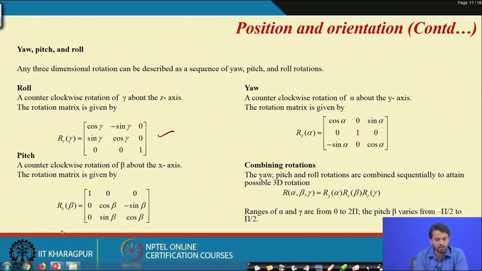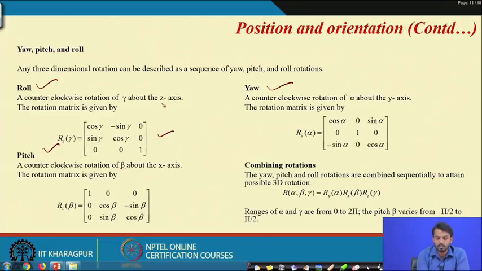Similarly, for the pitch rotation, a counterclockwise rotation of angle beta about the x axis is considered, in which the rotation matrix can be given by 1, 0, 0; 0, cos beta, minus sin beta; then 0, sin beta and cos beta. And similarly, for the yaw motion, a counterclockwise rotation of angle alpha about the y axis is considered. So, the rotation matrix is given by cos alpha, 0, sin alpha; 0, 1, 0; and minus sin alpha, 0 and cos alpha.